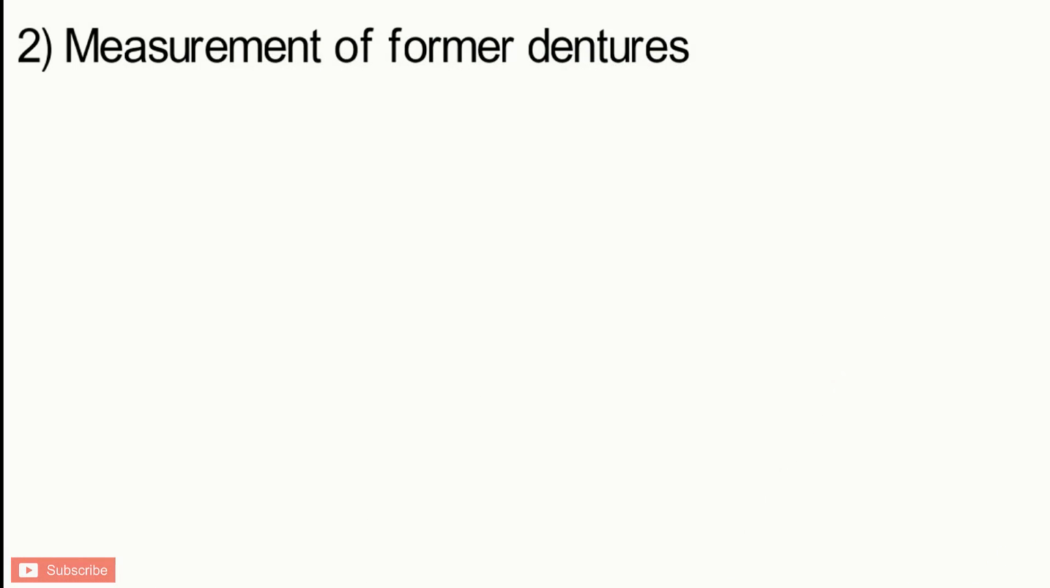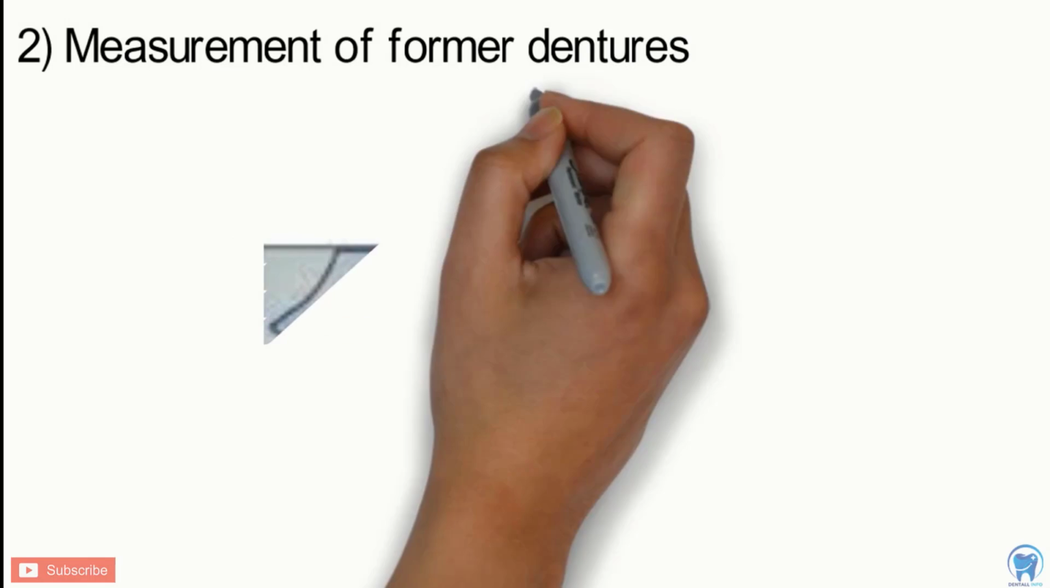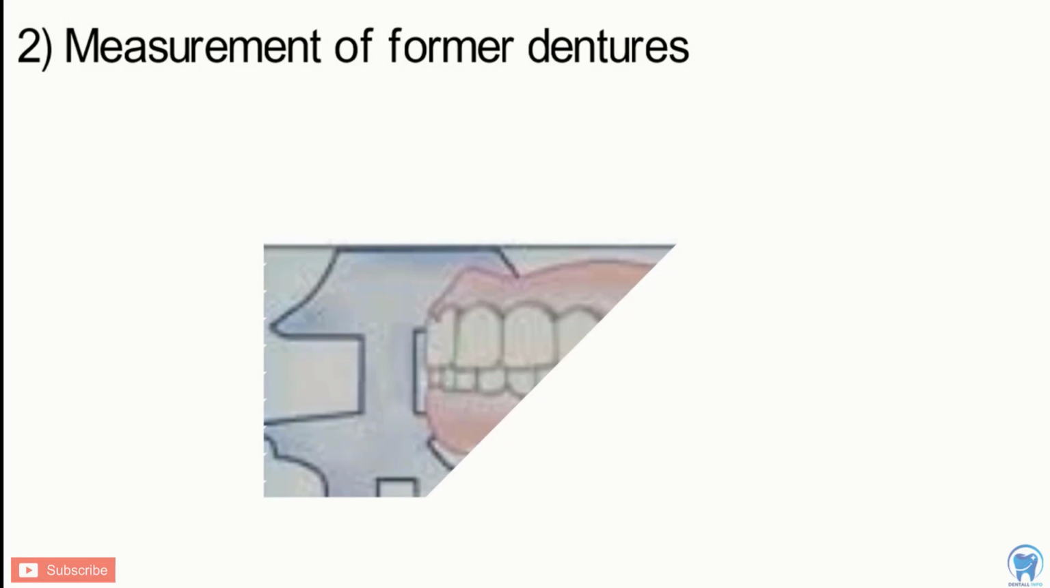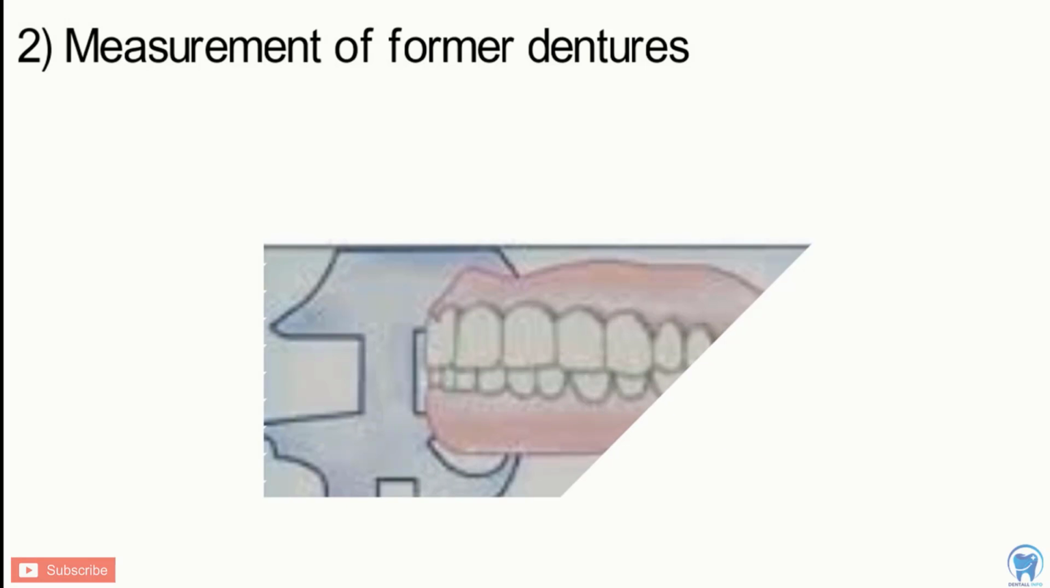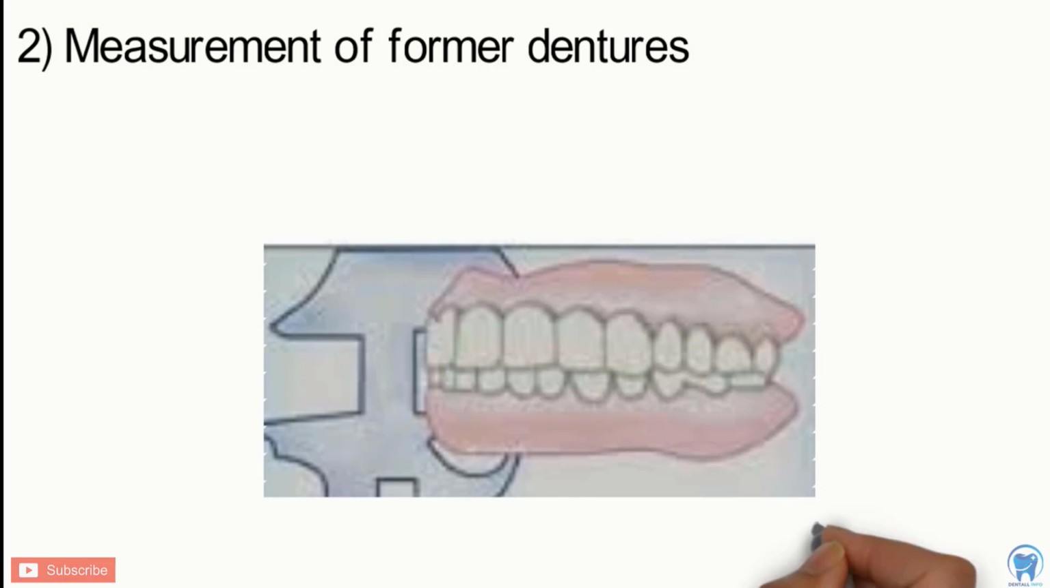Measurement of former dentures also act as a guide to determine the vertical dimension. A Bowley gauge can be used to make the measurement. The measurements obtained from the dentures can be correlated with the facial measurements. Any increase or decrease in the measurement desired can be made in the new dentures.